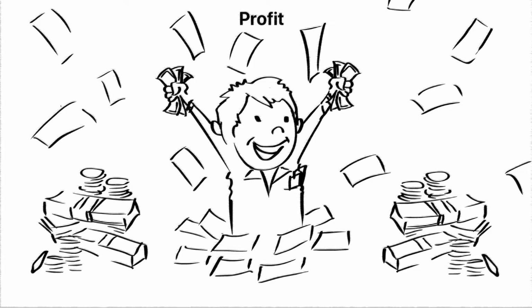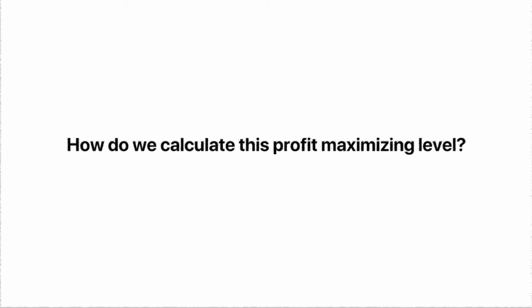Profit is a financial gain that a business earns after subtracting its cost of production from its revenue and is a key indicator of a firm's growth. Therefore, maximizing it becomes a key priority of most firms. But how do we calculate this profit maximizing level? To explain this, we will first have a look at a cost and revenue diagram for a firm.